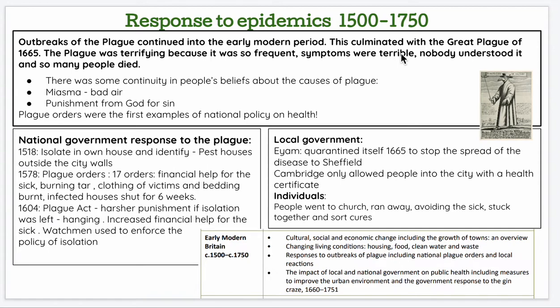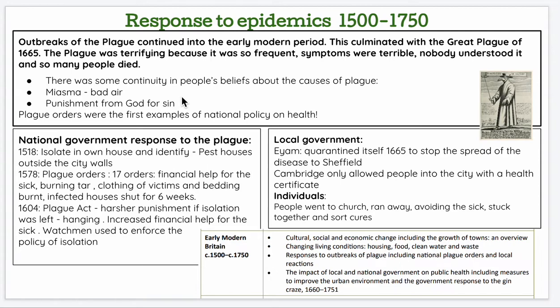Now, in terms of the continuity, there's a lot of continuity between what we see in the early modern period with the medieval period, and that starts with people's beliefs about the causes of the plague. There's still a belief in miasma, the bad air theory, and they thought that bad smells in the air were what caused the plague. There was still absolutely belief that this was a punishment from God, that the disease was God's punishment for sin.